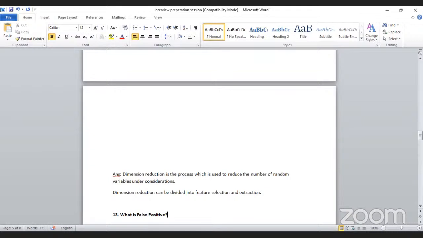So your next question is, what is false positive? So we have seen true negative, true positive. Now we have a question. What is false positive?